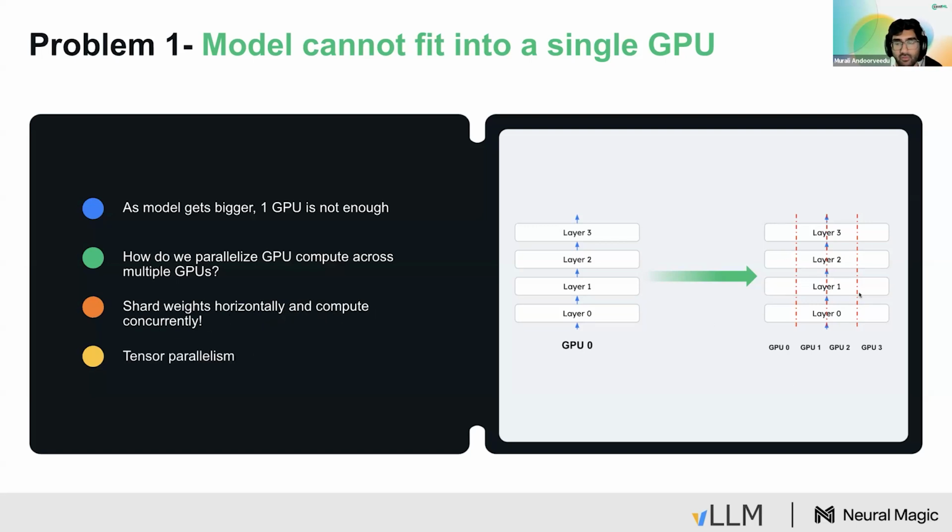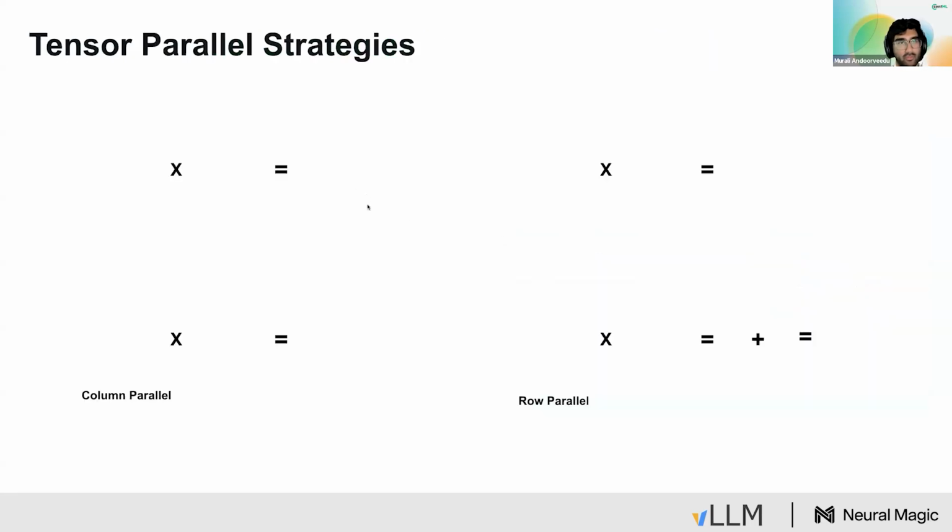And yeah, so that's what you can see on the right here. We're taking, for example, a model. Here it's just 4 layers for illustration. And then we're cutting up the model in such a way that each of the GPUs has a piece of each layer. And so we'll get into a little bit about how that works right here.